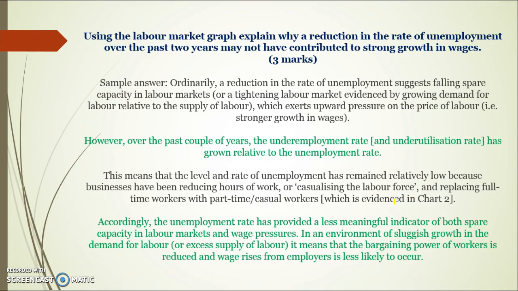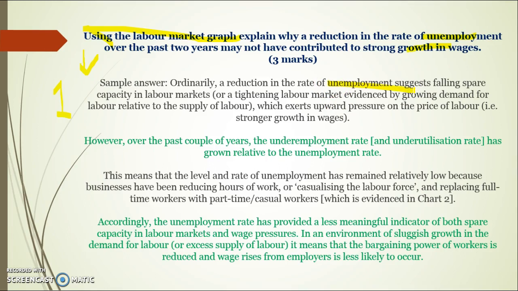This is a question from last year's SAC, explaining using the labour market graph. You were given a graph and the graph had unemployment going down, but it was still above 5%, and it also had part-time unemployment increasing. It asks you why the rate of unemployment over the past 2 years may not have contributed to strong wage growth. In this answer, you get 1 mark for explaining that, as a general rule, reductions in unemployment will lead to higher wage growth.